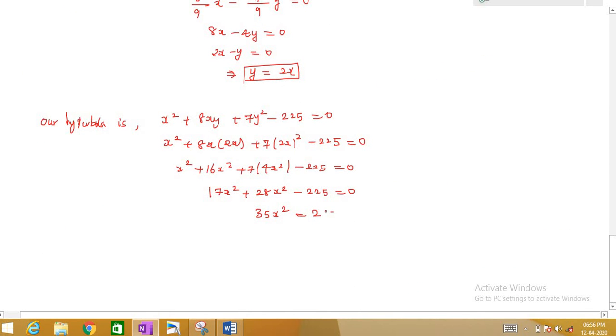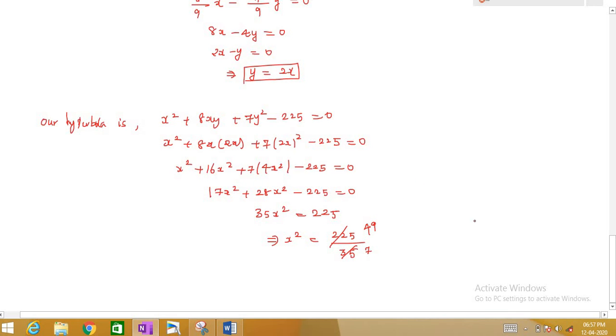35x square is equal to 225. So this means x square will be 225 by 35, right? So if I cancel these terms, what I will have? This is 5 sevens are 35. This is 5 fours are 20, balance 2. 5 nines are 45, right?